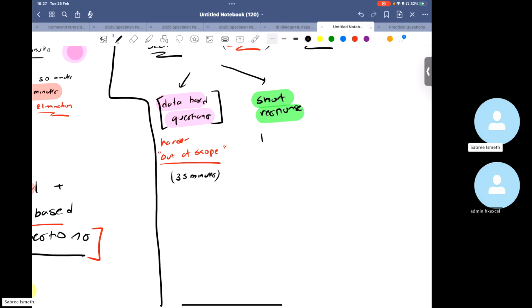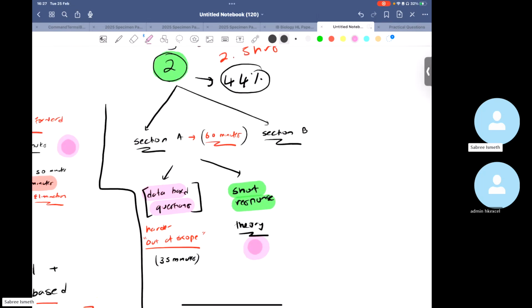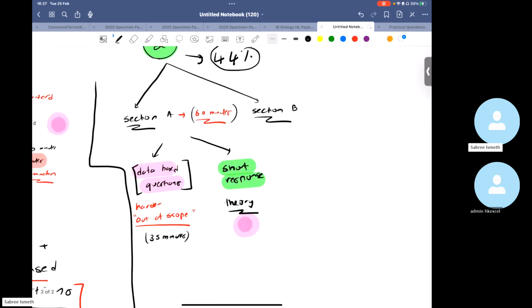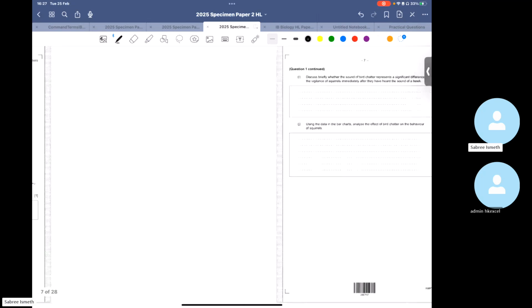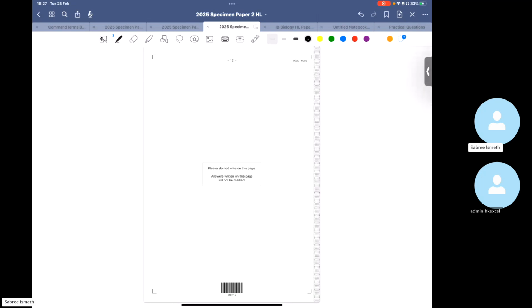Short response is pure theory. So if you practice theory really well and memorize your content really well, this short response will be easily manageable. And then we come to the main part of paper 2, which is section B. For the HL paper, they give you 3 questions and you need to answer 2 out of them. Each question will have parts A, B, and C. Traditionally, these sections will accumulate to the majority of paper 2.